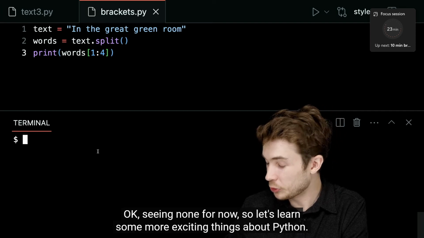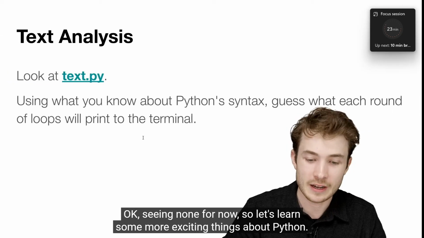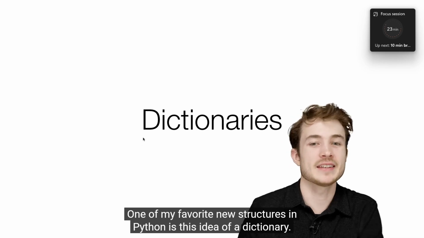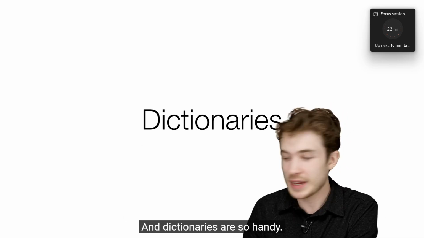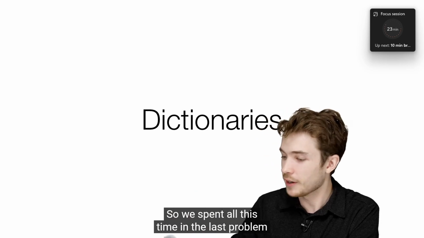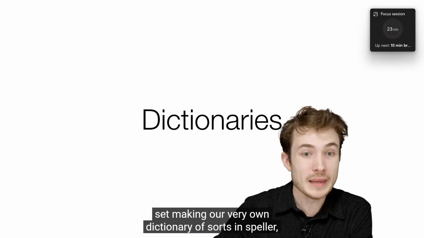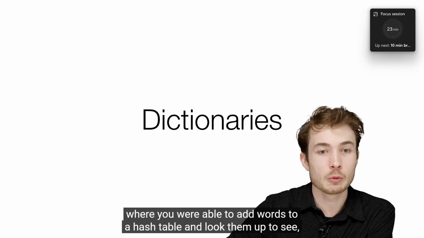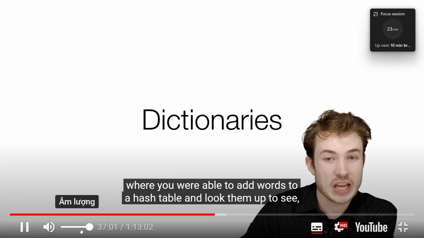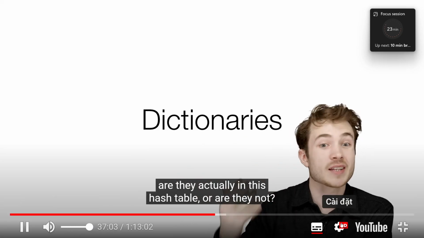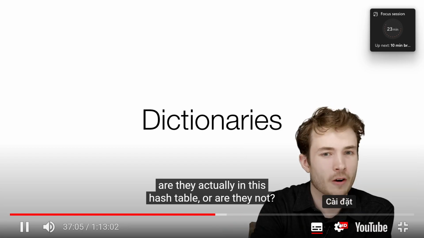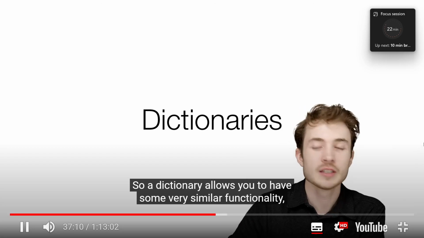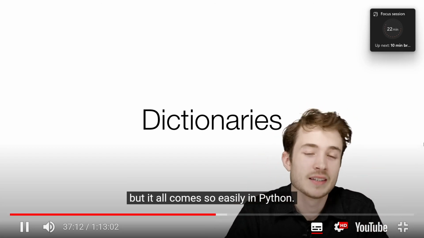So let's learn some more exciting things about Python. One of my favorite new structures in Python is this idea of a dictionary. And dictionaries are so handy. So we spent all this time in the last problem set making our very own dictionary of sorts in Speller, where you were able to add words to a hash table and look them up to see, are they actually in this hash table or are they not? So a dictionary allows you to have some very similar functionality, but it all comes so easily in Python.